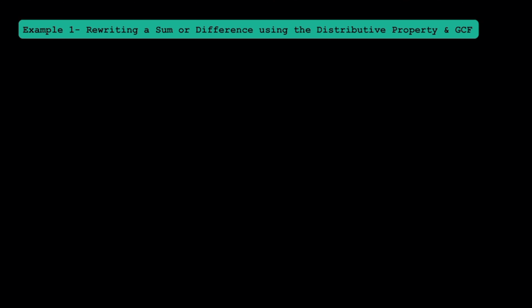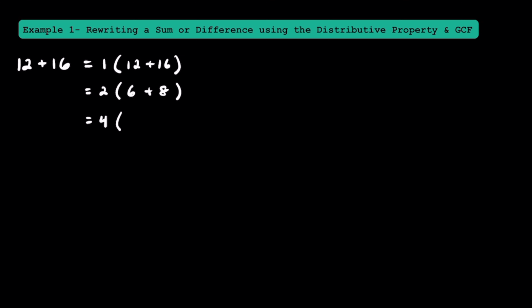In example 1, we're going to practice rewriting a sum or difference using the distributive property and the GCF. Let's start with a numerical expression like 12 plus 16. Right away, we can write that we have one set of this 12 plus 16. However, we can also write this as having two sets of 6 plus 8. And it just so happens we can write this another way, saying we have four groups of 3 plus 4.